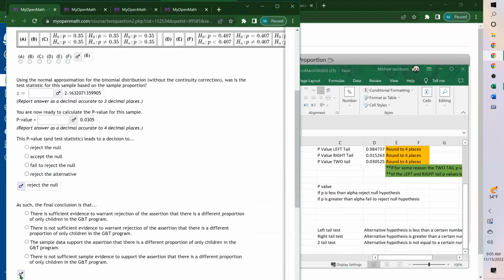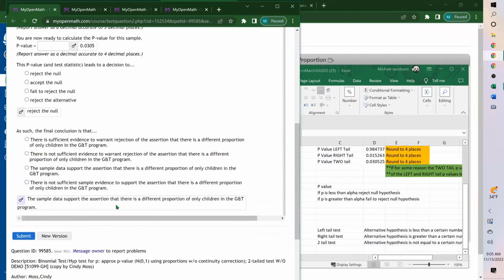Since we're rejecting the null hypothesis, the sample data supports the assertion that there's a different proportion of only children in the gifted program. So we reject the null hypothesis. They just want to know the proportion is different.